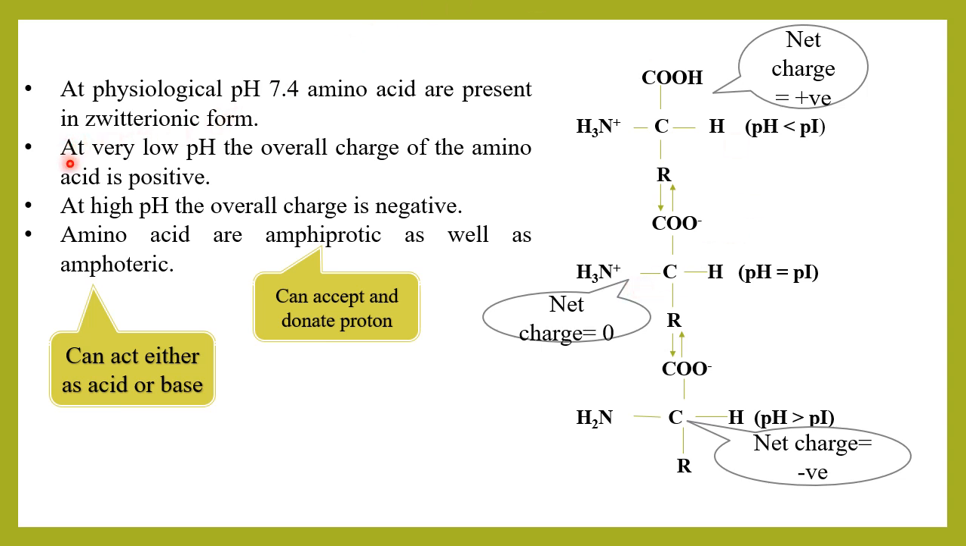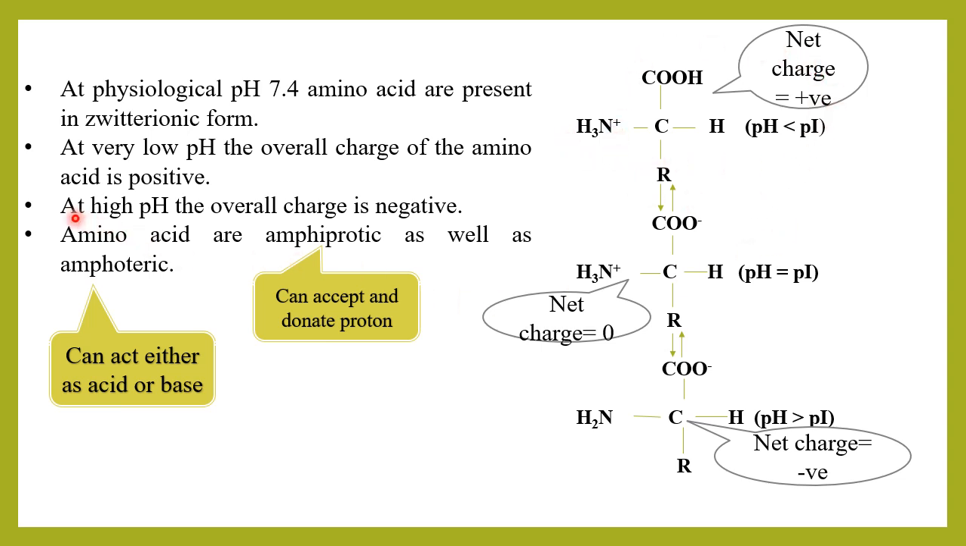Next point says at very low pH the overall charge of the amino acid is positive. So when the pH is very low compared to its intermediate pH, in this case this carboxyl group will be protonated. It will not donate its proton and it will be uncharged, while this amino group will accept a proton and become positively charged. So the overall charge of this amino acid will be positive.